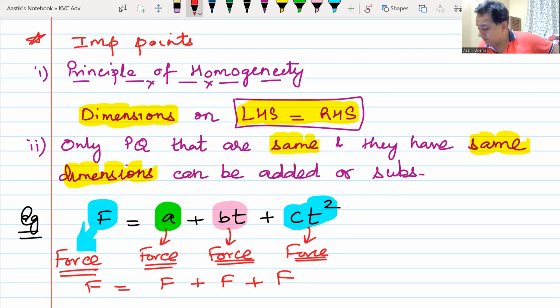Do we understand this? All of these physical quantities, whether it is A or B into T or C into T square, would be equal to F. We are not calculating the values of what these forces are. We are only stating that all of these must be forces. So here we have used principle number one, principle of homogeneity, left hand side force, right hand side force, and principle number two, only those quantities can be added or subtracted which are same. Do we understand this? Point number one and point number two.